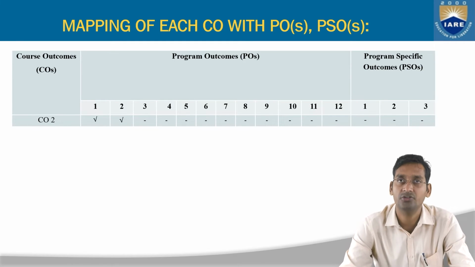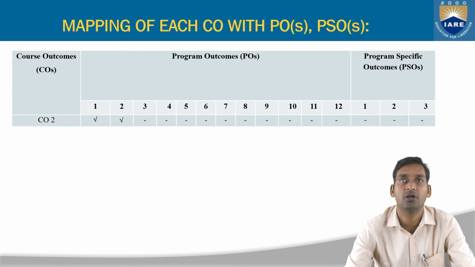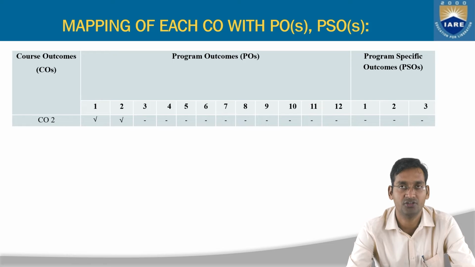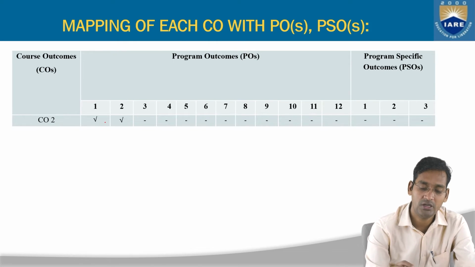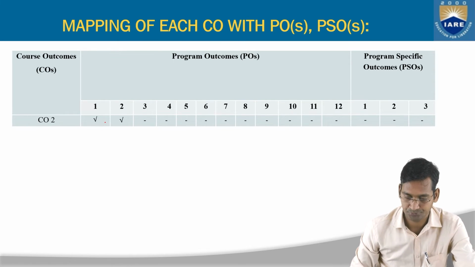So the mapping with each CO: this comes under CO2, and PO1 and PO2 are strongly based on CO2 only. So the mapping is for PO1 and PO2.